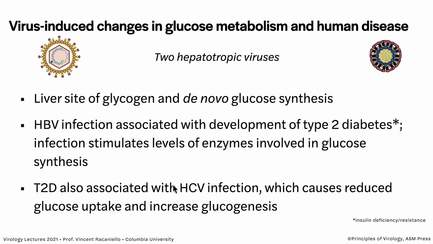Hepatitis C virus does a similar thing. Now, Hep C reduces uptake of glucose, so to make up, it increases gluconeogenesis in the liver, so you get high levels of glucose, and that leads to diabetes. So these changes induced by virus infection have consequences for pathogenesis of human diseases.